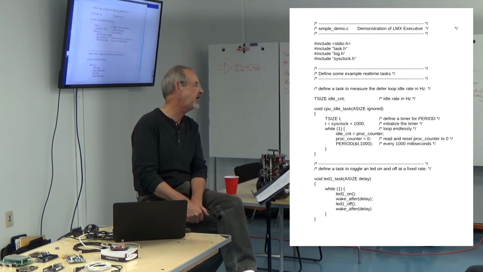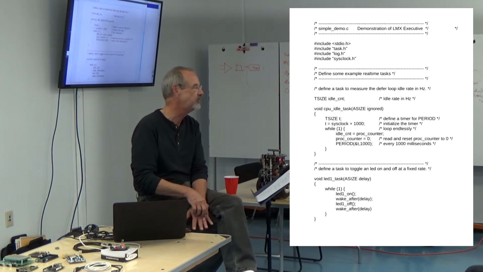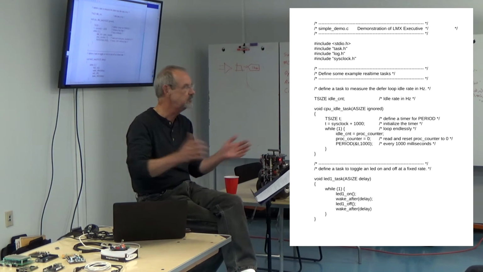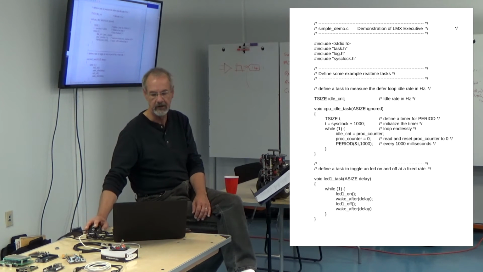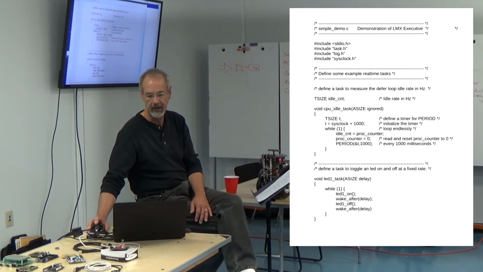You remember the null task has this variable called proc counter that it's bumping every time around the loop. The CPU idle task is going to run once a second, and it's going to read and zero that counter. So we'll know how many times the counter ticked over. You notice that it uses the period call down there, so we get exactly 1 second. It reads that counter and zeros it.